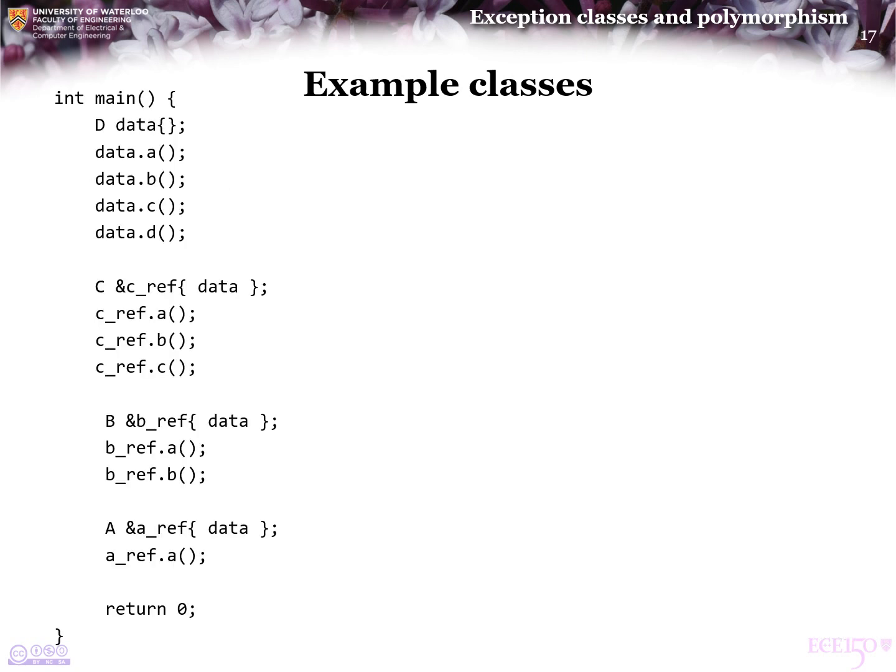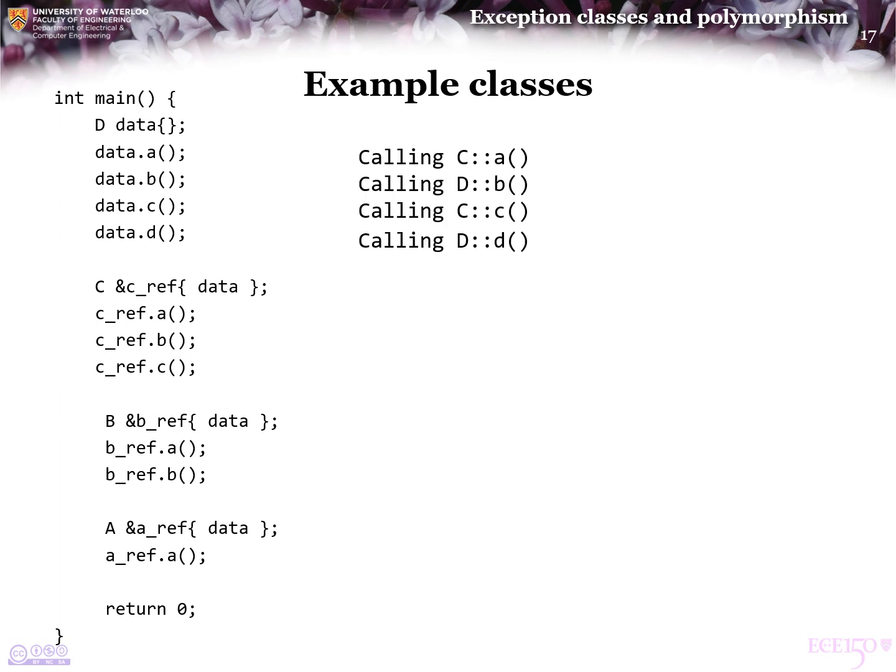So here's a program where data is declared to be an instance of class D. Now, when we call little a on data, it's going to go up the hierarchy, and it will notice that the first one it finds is the implementation or the overridden version of member function A in class C. For member function little b, it's overridden in class D, so that is the one that will be called. For member function little c, it's defined in class C, and member function little d is defined first in class D.